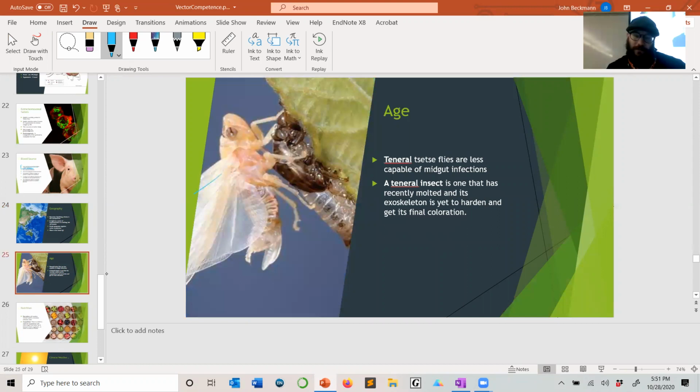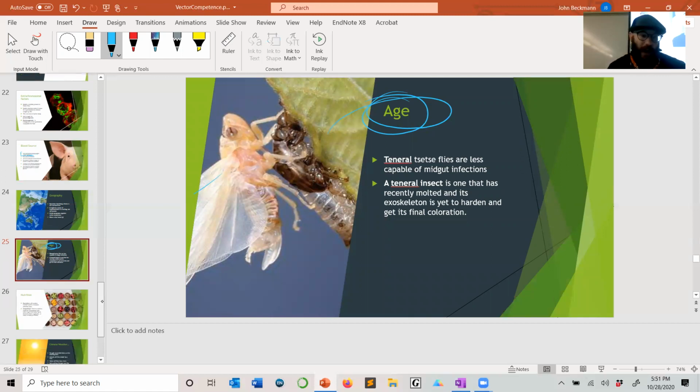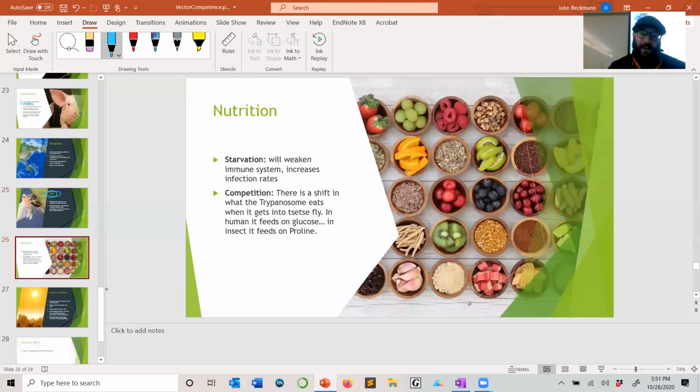Age. This is very important for mosquitoes, right? The age of a mosquito is going to change, because it's old mosquitoes that are transmitting diseases. Nice. Yes. So age can be a factor.